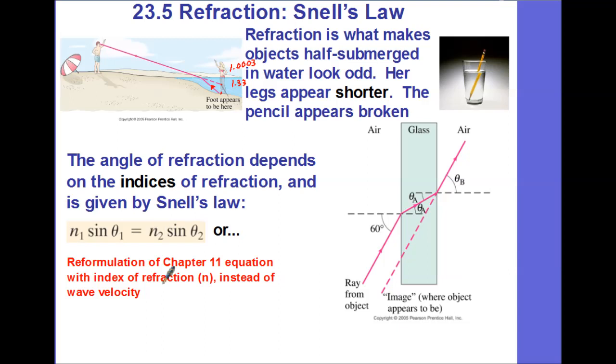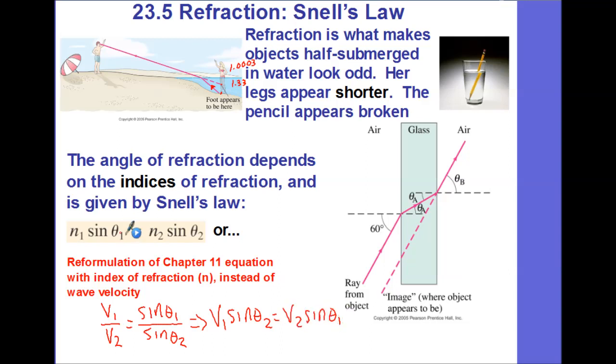Remember in chapter 11 that we formulated an equation for refraction using something that looked like this. V1 is to V2 as the sine of the angle that that wave front makes with the normal in that first medium compared to the sine of the angle that that wave front would make with the normal in the second medium. So we wrote it like that. Now if we do a little cross multiplying here, you would see V1 sine theta 2 is equal to V2 sine theta 1. Let's see if we can write it in terms of n now.